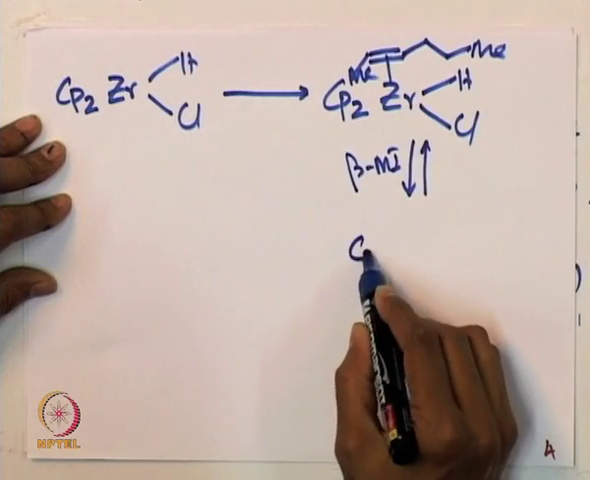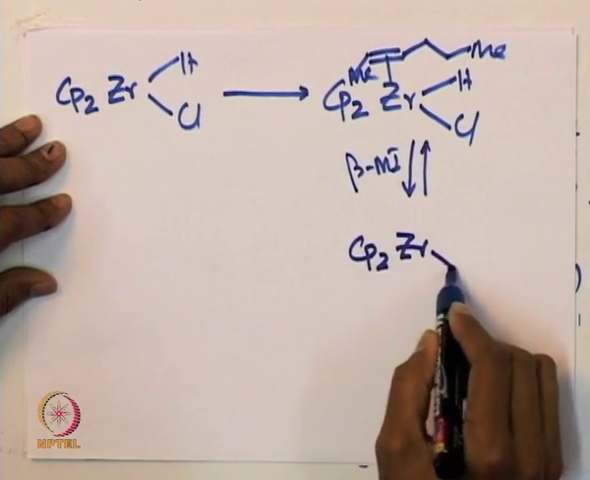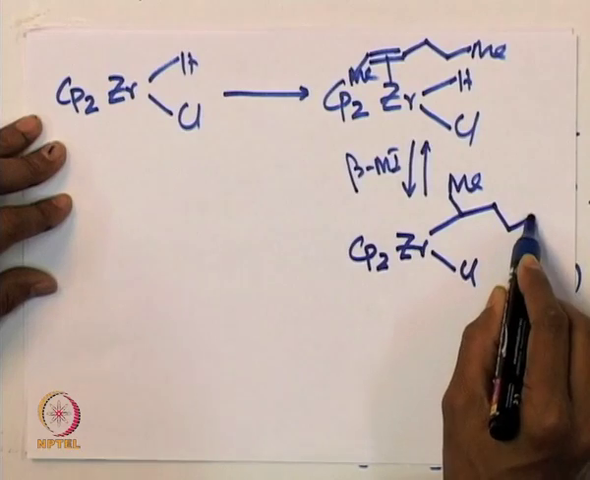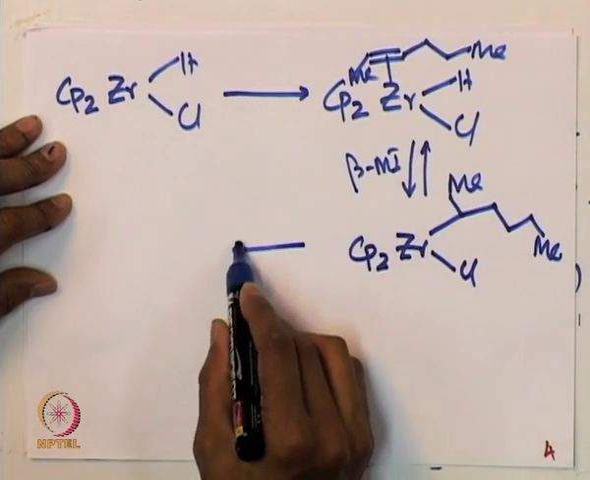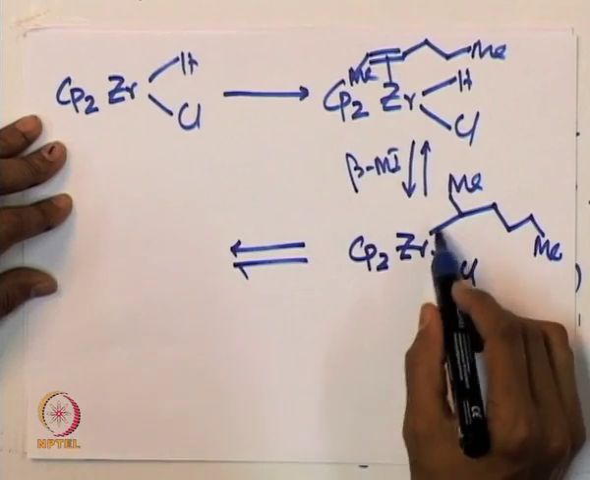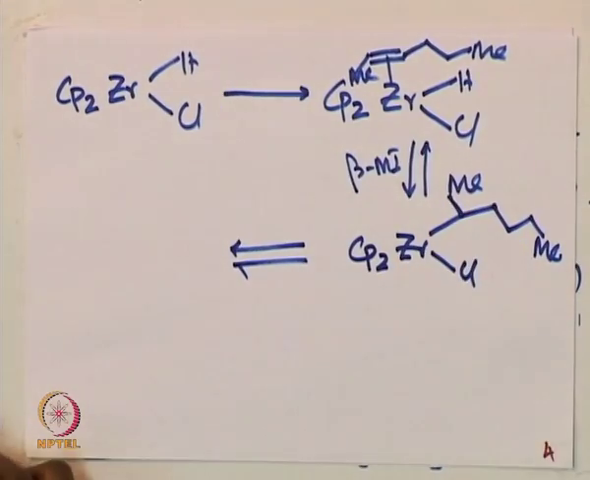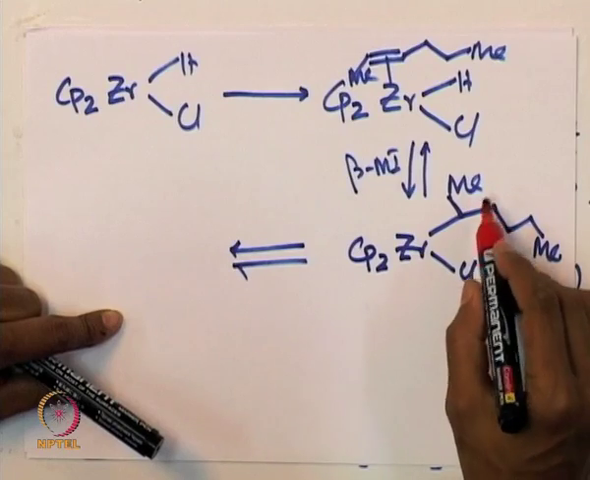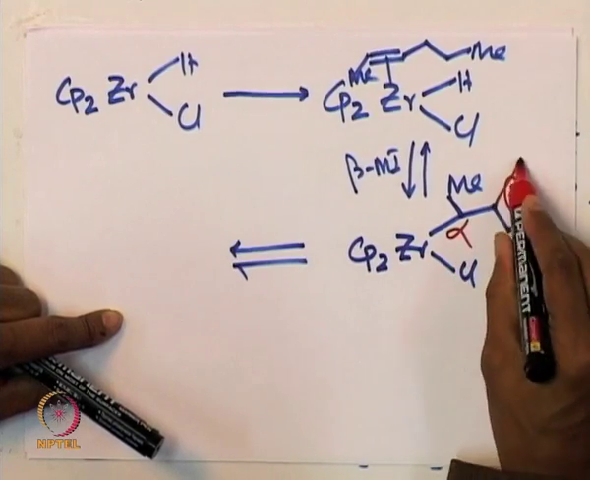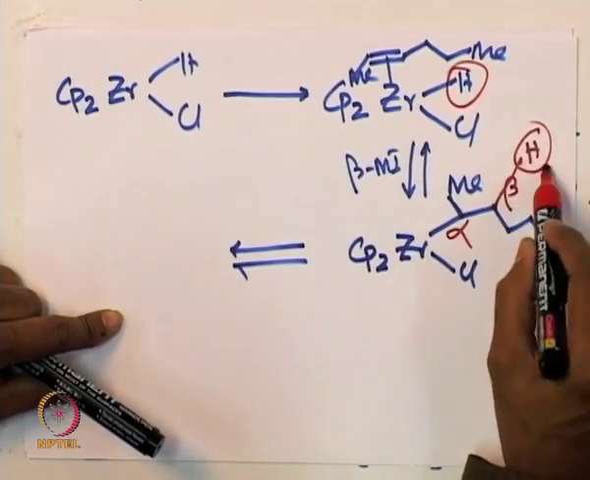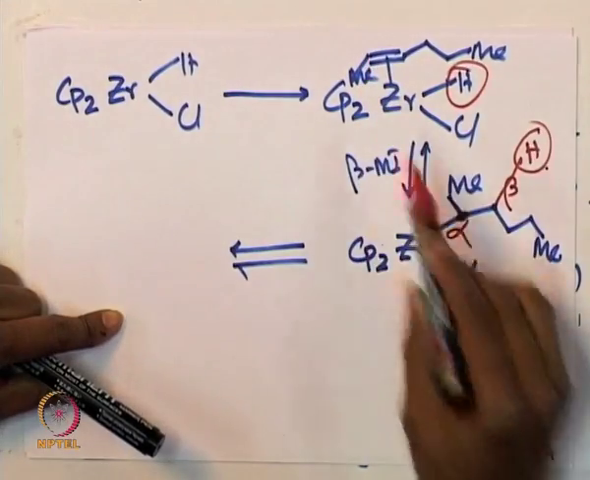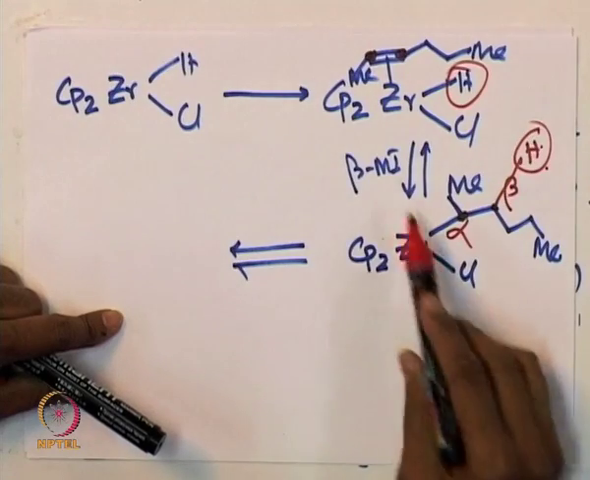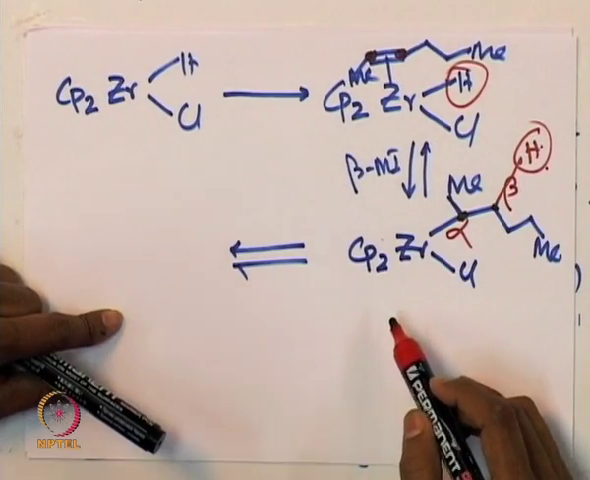Beta migratory insertion, you will get Cp2 zirconium chloro with an intermediate where this is forming, and from there on again, this is the most important thing to note. So, this is beta migratory insertion, right. At the alpha position, at the beta position you have the hydride, this hydride is getting involved. This is the alpha position, this is the beta position, in this case after product formation the hydride goes to the beta position. So, that is the beta migratory insertion that is happening.